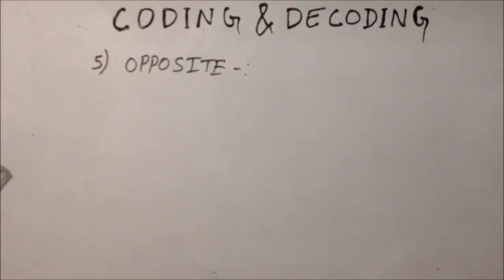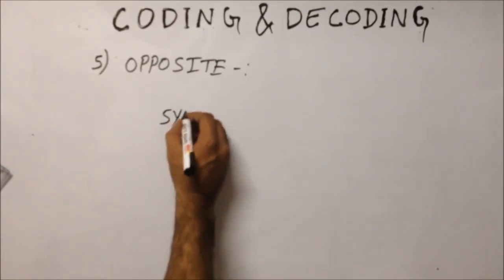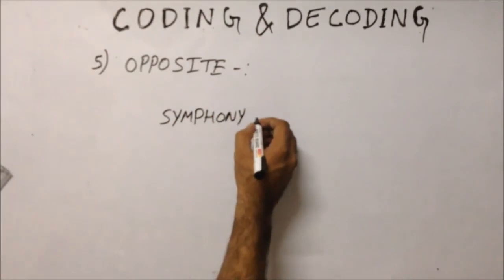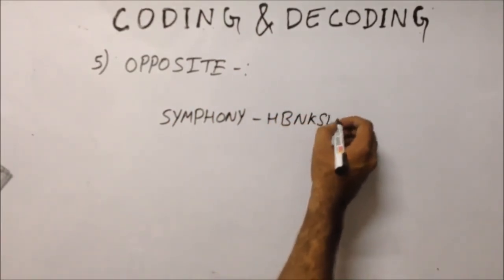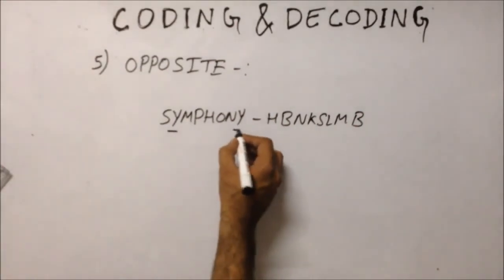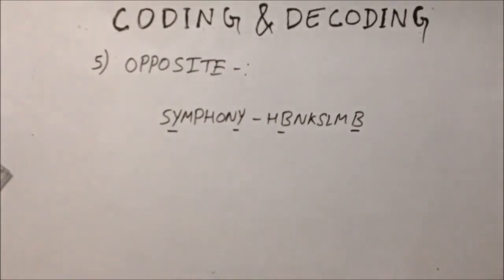Now continuing with the last pattern, which is the opposite pattern. In this pattern you will see questions like this. For example, if the word is SYMPHONY, the code for the word SYMPHONY is HBNKSLMB. Now this pattern is the opposite pattern. Here you can see there are two Y's and the code for these two Y's is B. The pattern here is that the opposite of A would be Z, opposite of B would be Y.